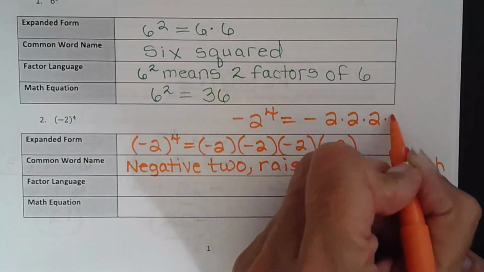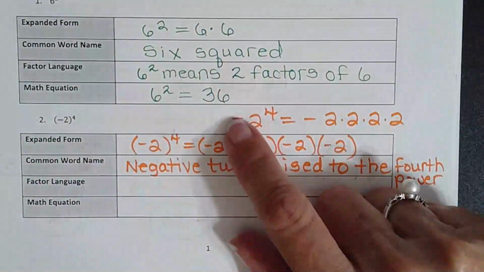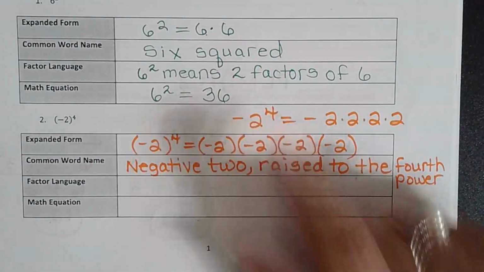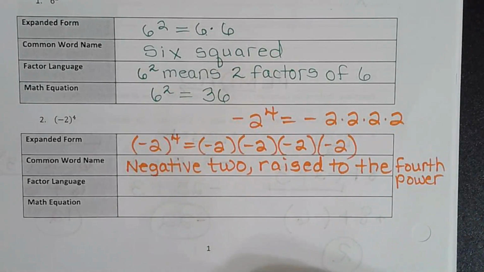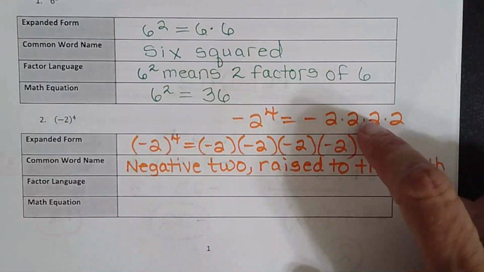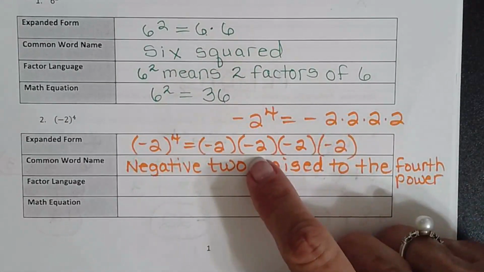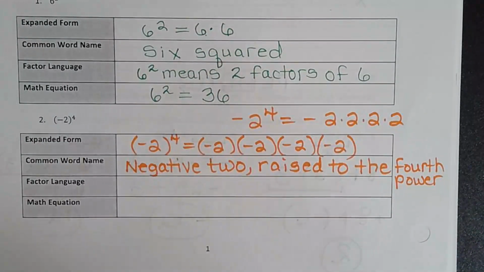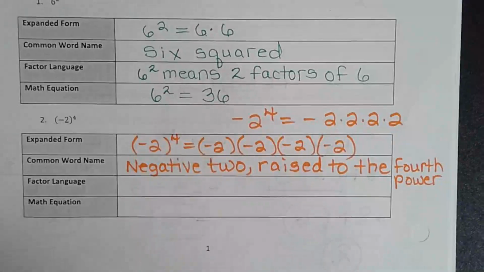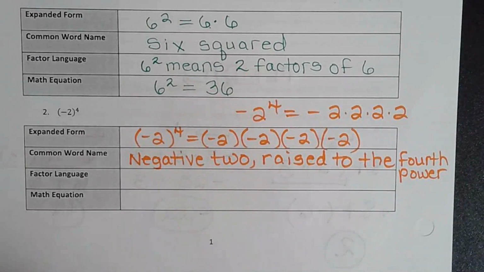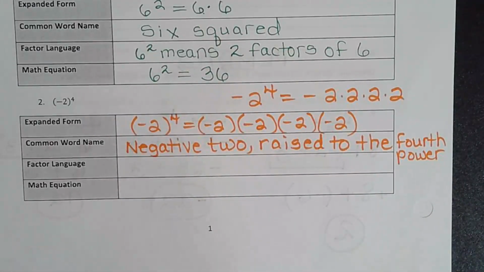And it's read differently as well. It's read the opposite of 2 to the 4th power. This gives me a negative answer because there's an odd number of negatives. This gives me a positive. So writing it the wrong way is absolutely incorrect, because you get the wrong answer or wrong sign for your answer by doing that.